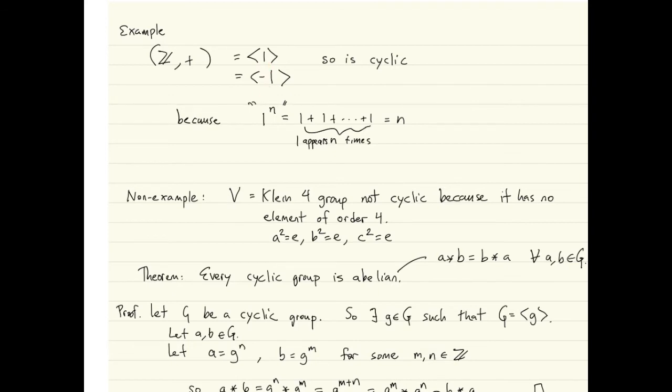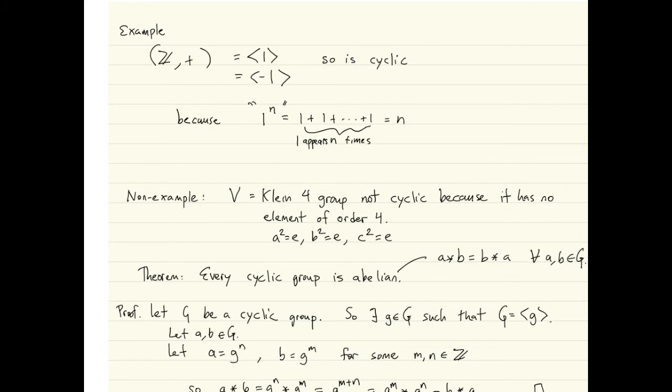And why is that? Well, for 1 to the n, the group operation is plus. So that means 1 plus 1 plus 1, appearing n times, n copies of 1. And so that adds up to n. And so we'll get any integer, positive or negative, when we consider 1 to the n. Again, 1 to the -5 is -1 plus -1 plus -1, 5 times, to get -5.